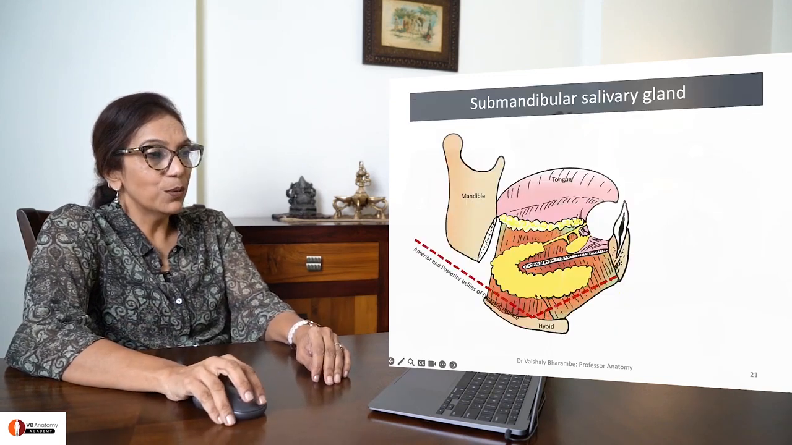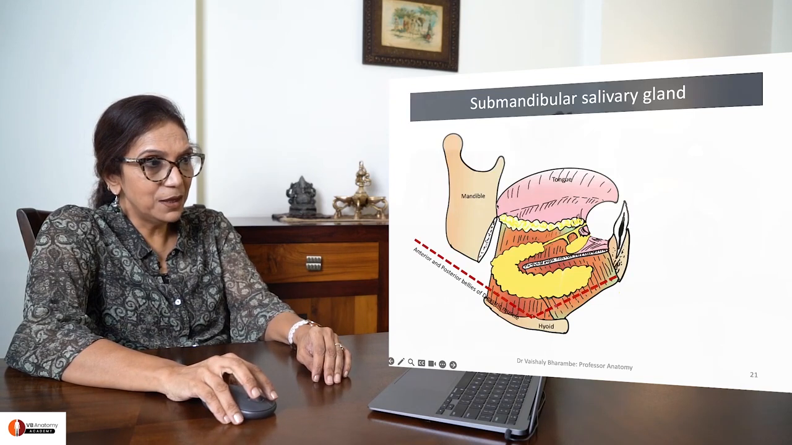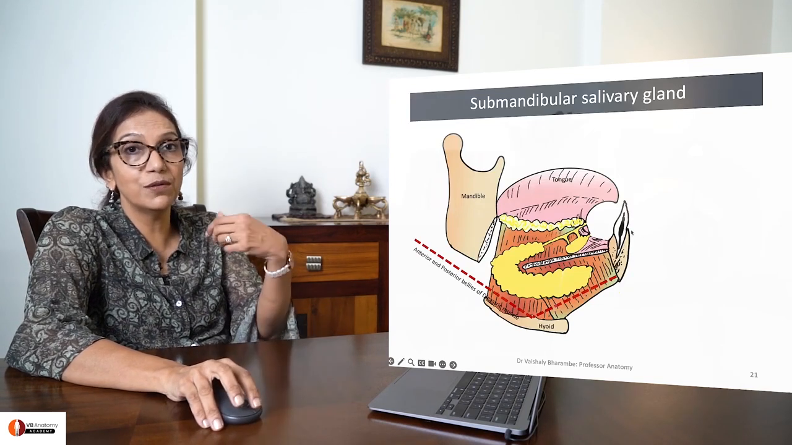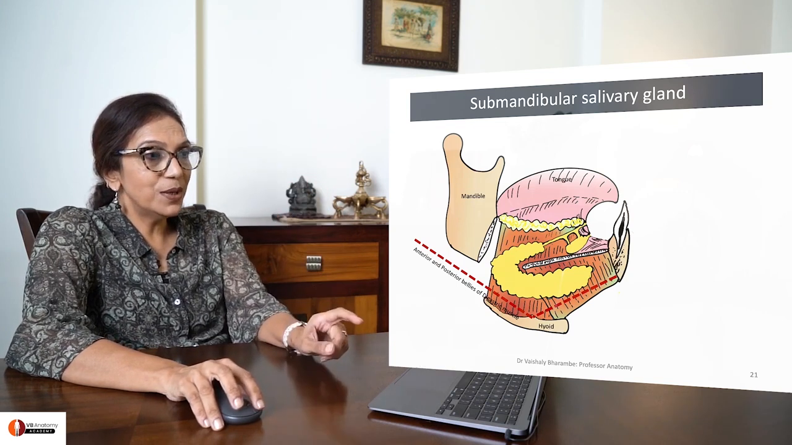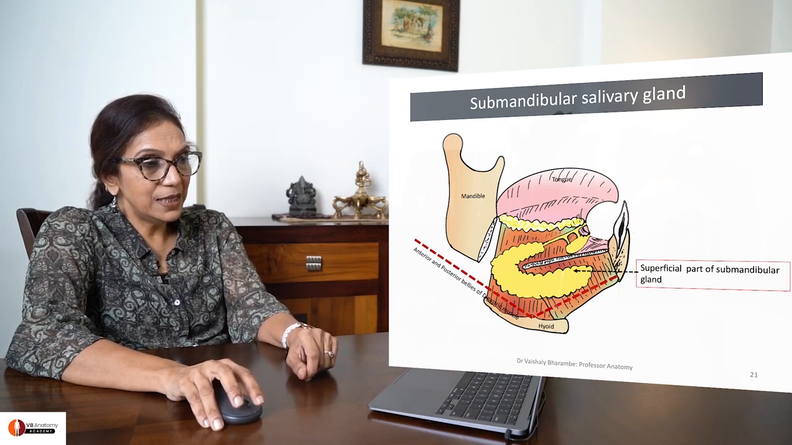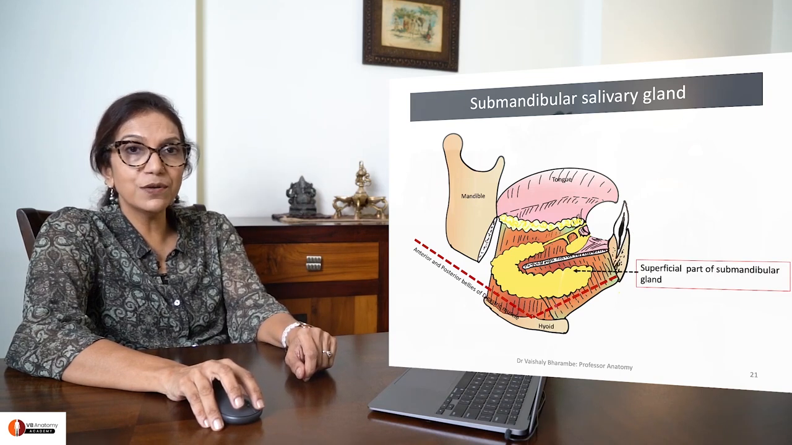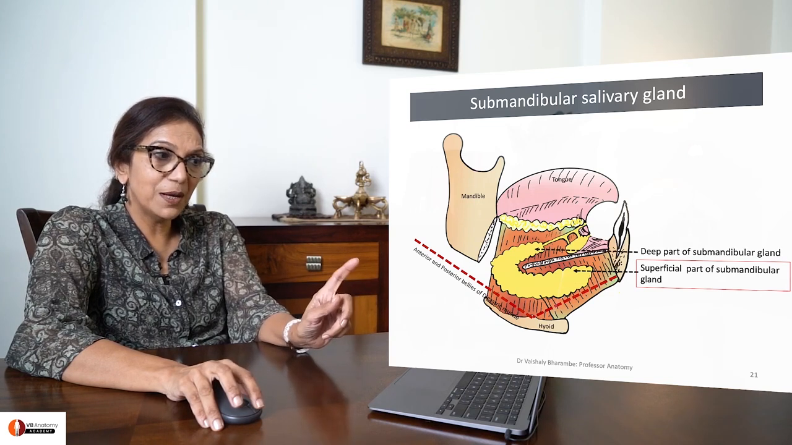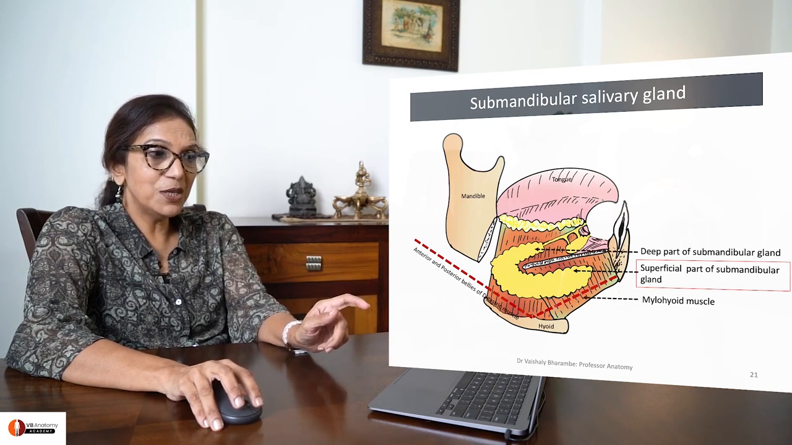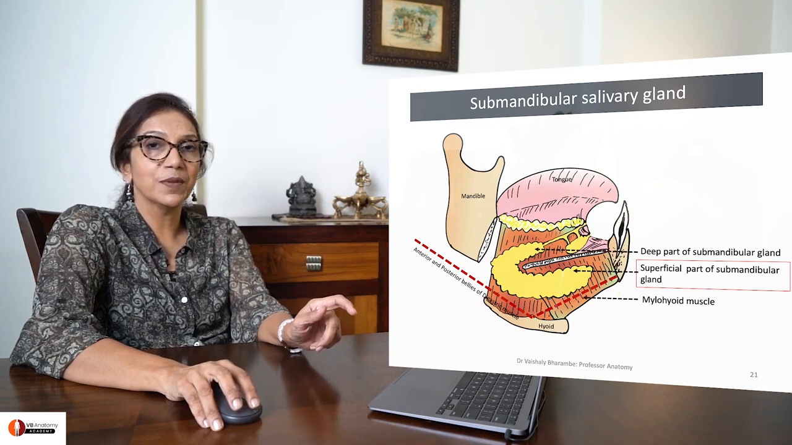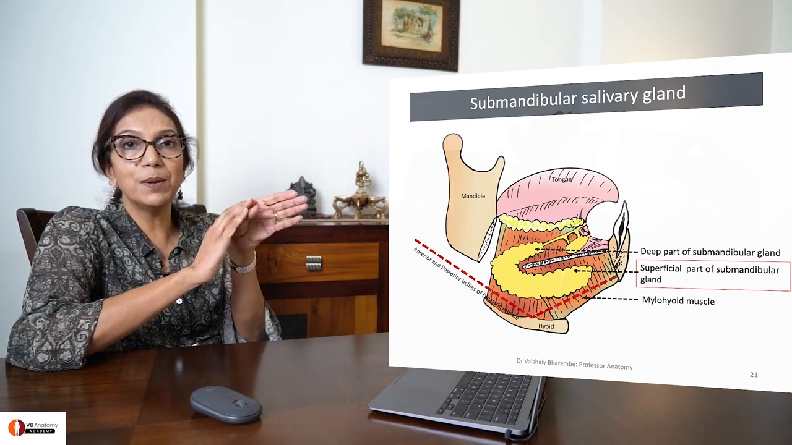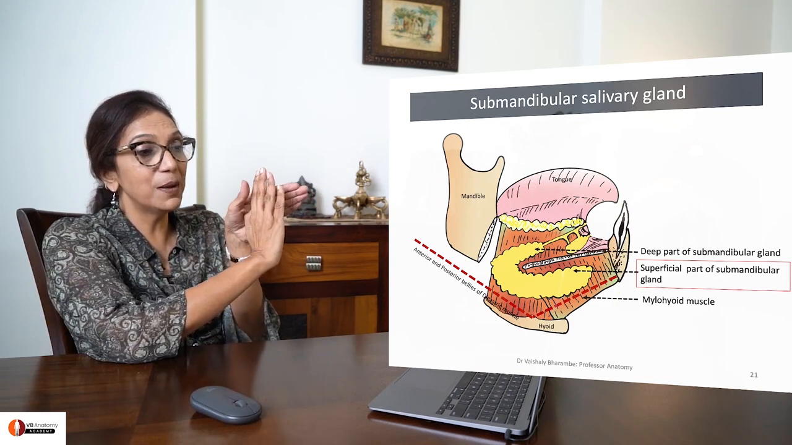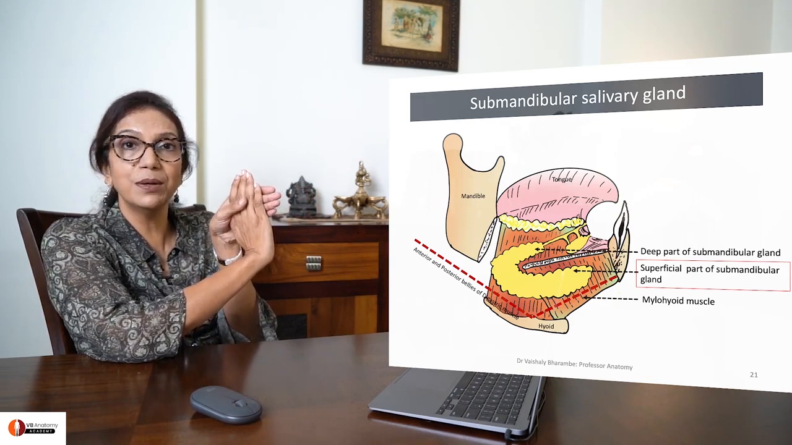So now here we are seeing that this is a mandible. That's the tooth. A part of the mandible has been removed to give you better vision. You're seeing that the anterior part contains the superficial part of the submandibular gland. On a deeper aspect, there is a deep part of the submandibular gland, separated from the superficial part by the mylohyoid muscle. Imagine this is my submandibular gland, superficial part, deep part. In between them is the posterior border of the mylohyoid muscle.